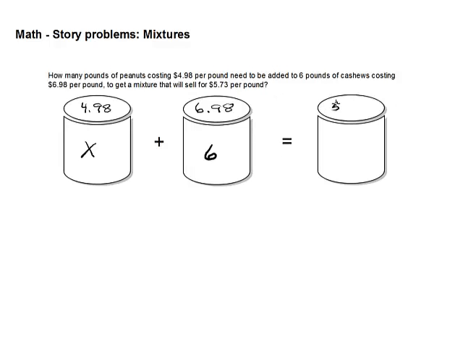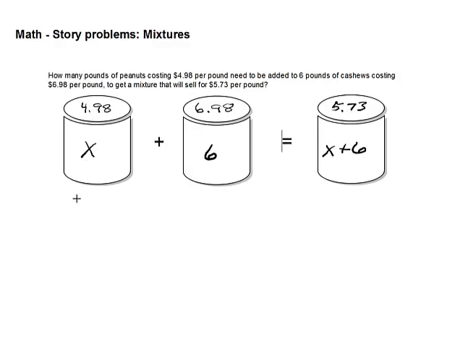And in this case, we're going to get, so that's our equals, to get a mixture that sells for $5.73. So $5.73 will go here. And in this case, we don't know what our final weight will be or quantity. So how would you find that? Well, if we add these two together, that should give us our final quantity. So all we have to do here is put X plus 6. So this plus this gives us our total. And again, we just multiply straight down.